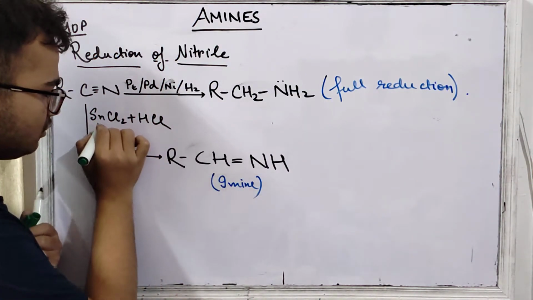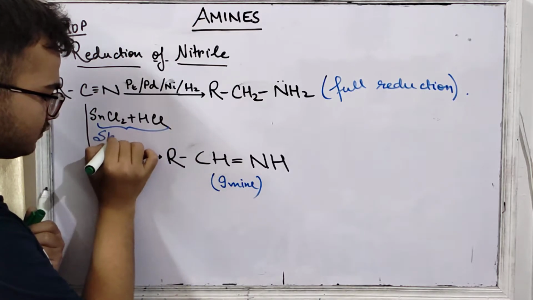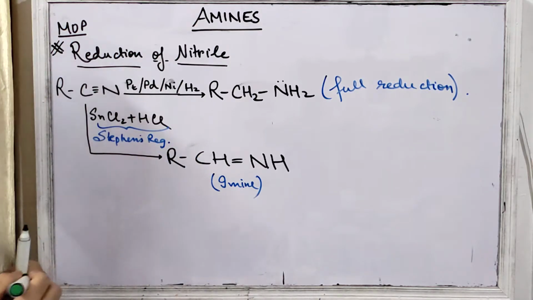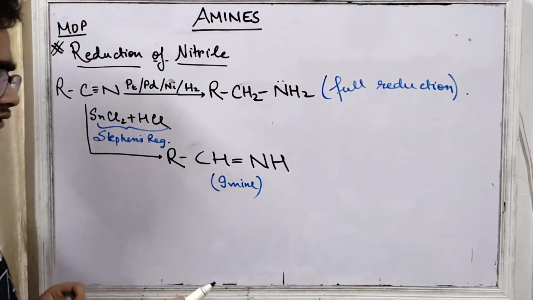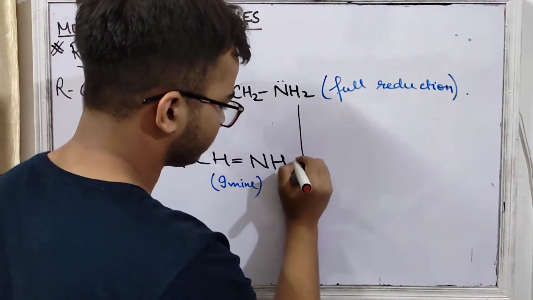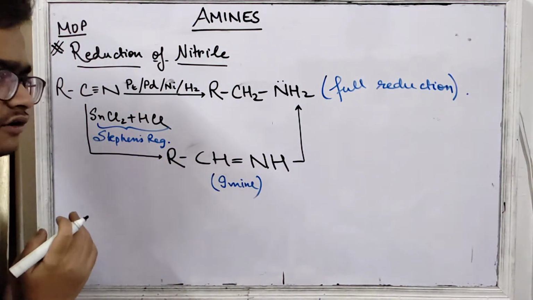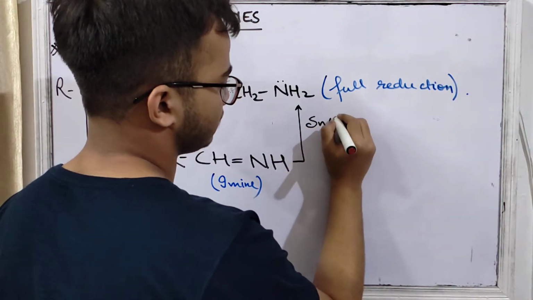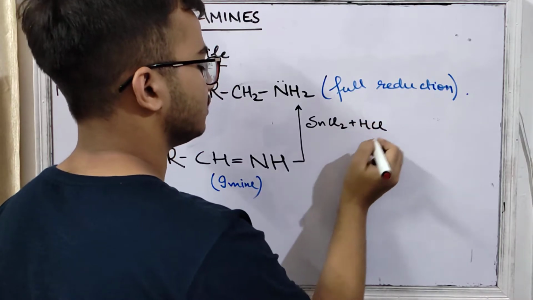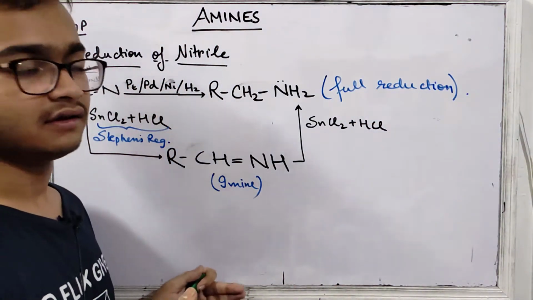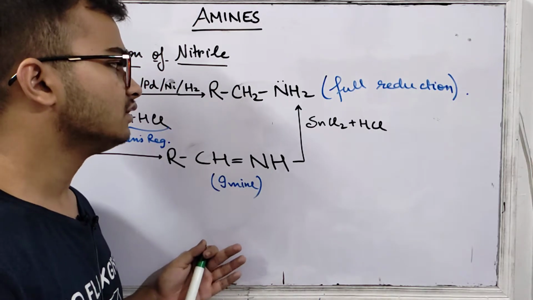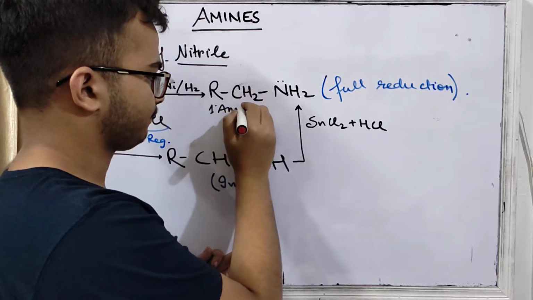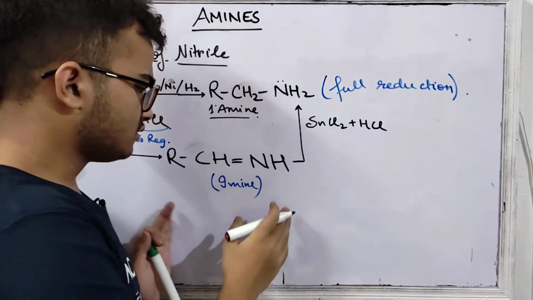Okay, and this is called Stephen's reagent. Now this is called amines. When you perform SnCl2 plus HCl, the Stephen's reagent, treating it again with SnCl2 plus HCl, it will again be reduced, and as a result the thing formed is a primary amine. Okay, now this is amine.